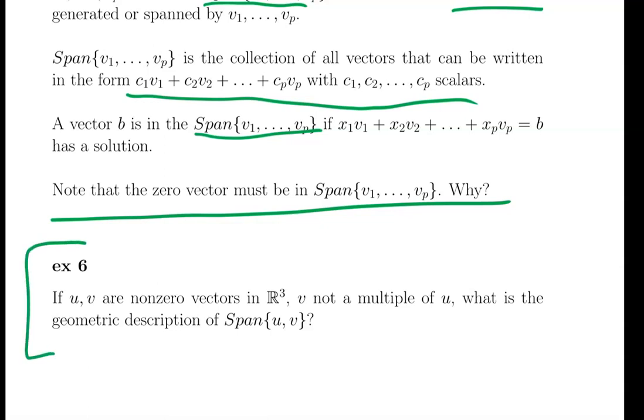So if we have non-zero vectors in R3, U and V, where V is not a multiple of U, they're distinct, what is the geometric description of the span of U and V? I'm not going to give that one away. I want you to think about what that means for U and V, what it looks like, what it's generated by, what this creates geometrically. Okay, it's a good question.